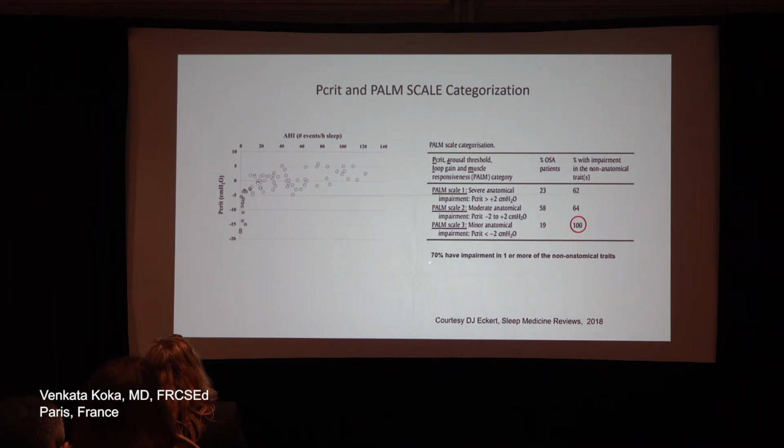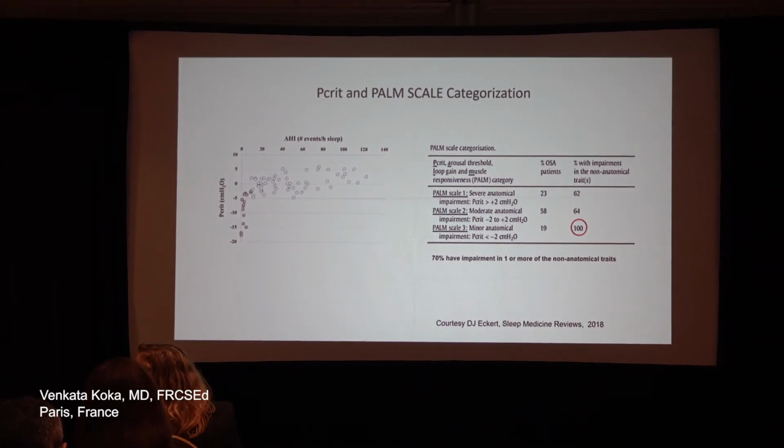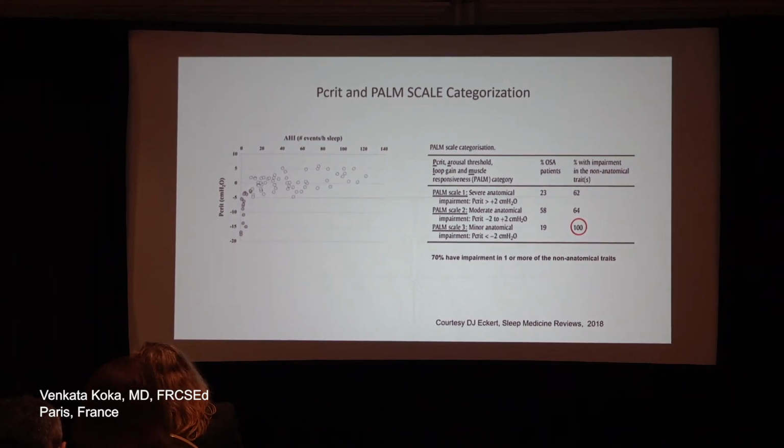When you look into this, 70% have impairment in one or more non-anatomical factors. What's the logic here? Only 30% should be treated with CPAP. 70% shouldn't be treated that way. We are treating them without considering these basics. That's why the physiology is important.